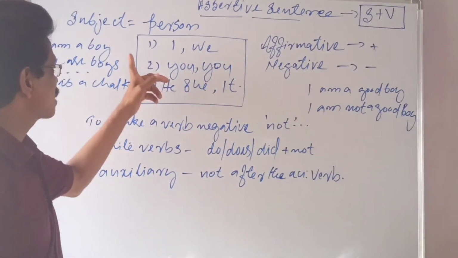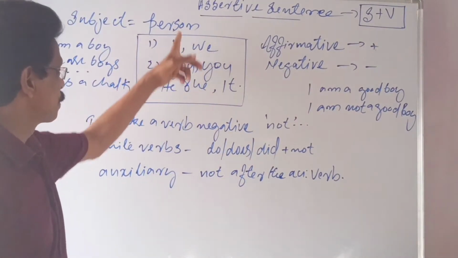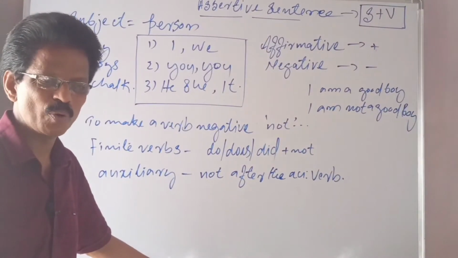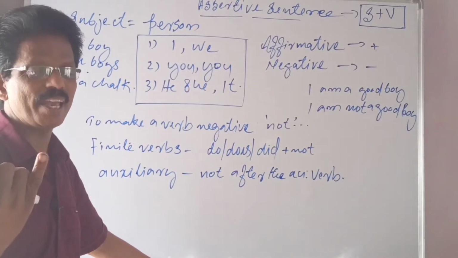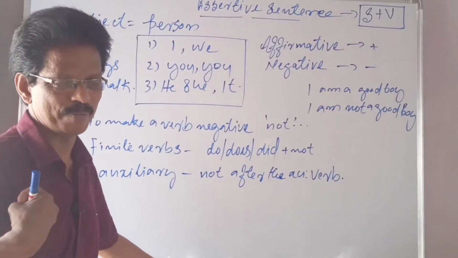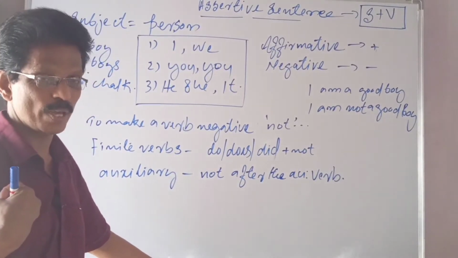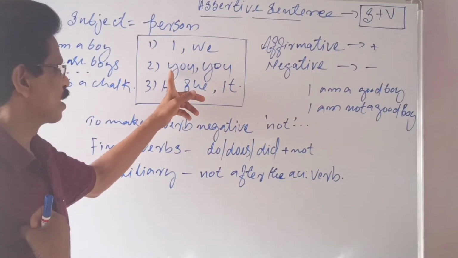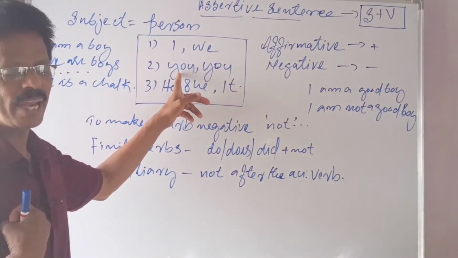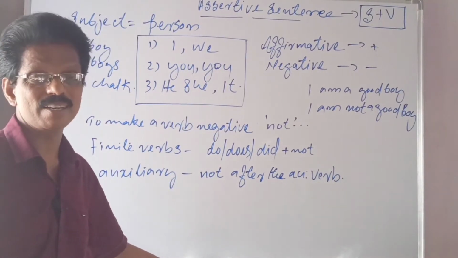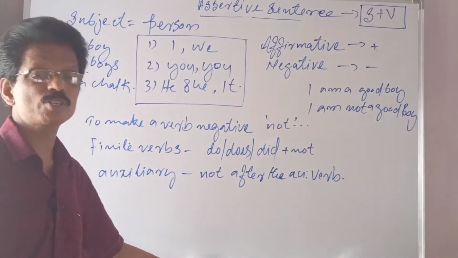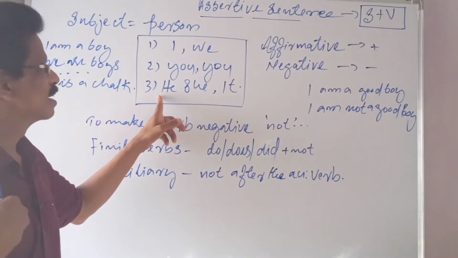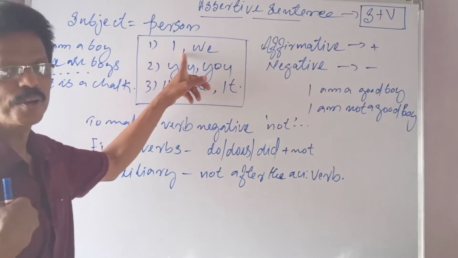See, subject can be a person. Persons are three. You know what are the persons? I know that you know it. First person, I. When I speak of myself, I am first person. Is it not so? Yes, when I speak to you or when you speak to me directly, I am second person, you. And when I speak of somebody else, you see, or somebody speaks of me, I am third person, he.